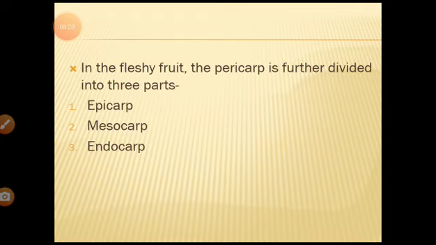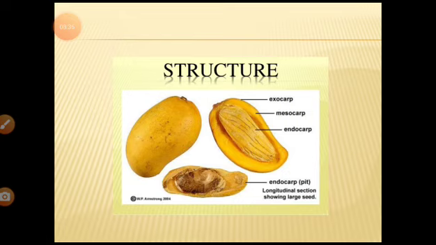Now in fleshy fruits, the pericarp is further divided into three parts. Only in fleshy fruit is this outer covering divided into three parts: epicarp, mesocarp, and endocarp. It will be clear from this diagram. The example of a mango is given here. The peel of the mango is called the exocarp, the middle fleshy part that we eat is called the mesocarp, and the inner hard woody part, or seed part, is called the endocarp.